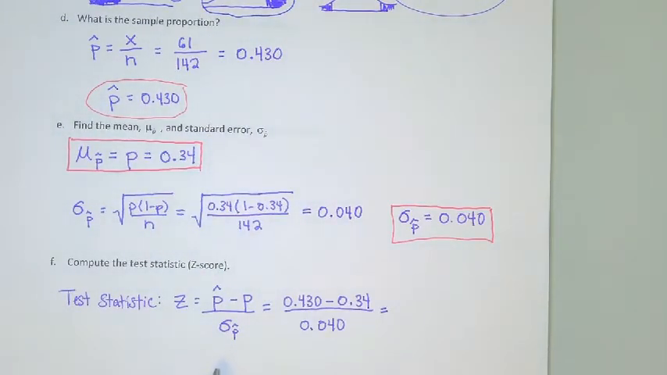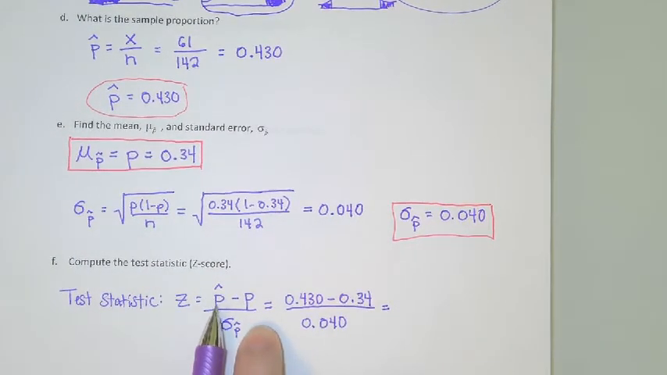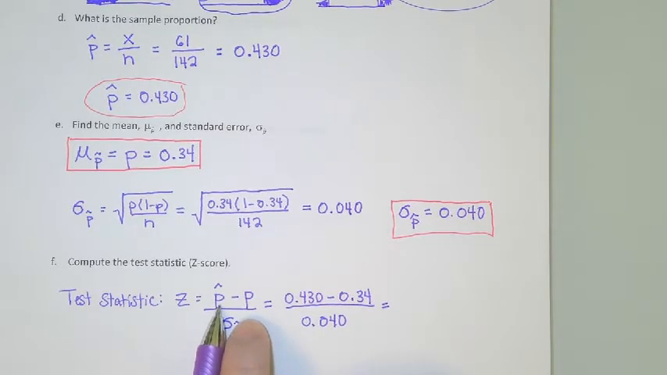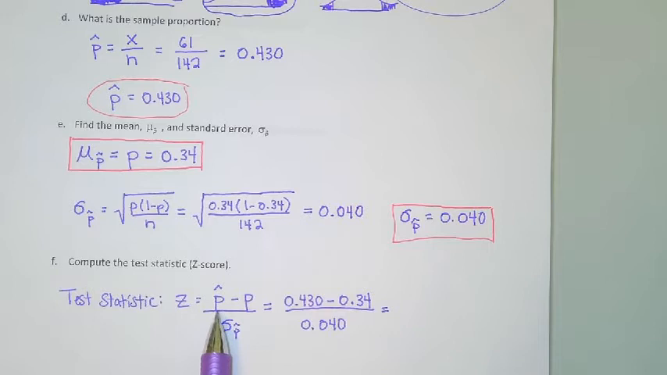And one thing you'll notice when you're doing these problems, if the sample proportion is greater than the population proportion, you're going to end up with a positive z-score, which just means it's how many standard deviations above the mean. But if you have a sample proportion that's less than the population proportion, you're going to end up with a negative z-score, which is just telling you that it's going to be that many standard deviations below the mean.